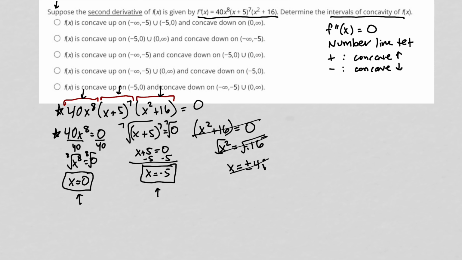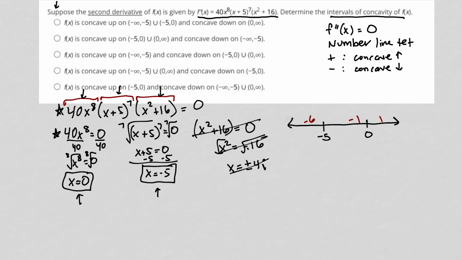So now the next thing to do is to create my number line and do a number line test, where I have 0 and negative 5. I'm then going to choose some points in between these, or to the left and right of these points, I should say, to test. So I'm going to try negative 6 here. I'm going to try negative 1 here. I'm going to try a positive 1 there.